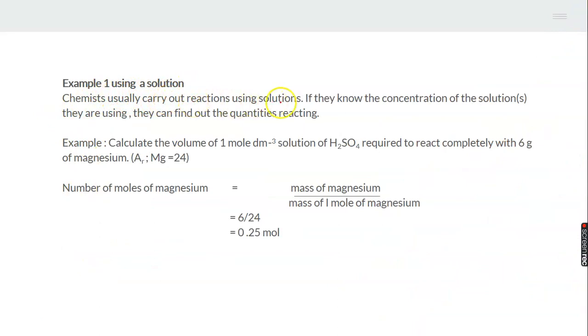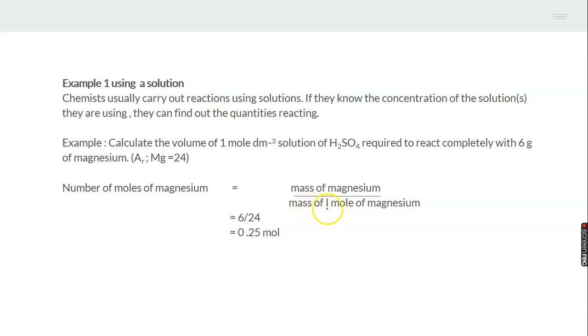Example 1, using a solution. Chemists carry out reactions using solution. If you are using solution, for instance, you have this example here. Calculate the volume of 1 mole per dm cube solution of hydrogen tetraoxosulfate(VI), H2SO4, required to react completely with 6 grams of magnesium. You are not given moles of magnesium, so you have to find the number of moles first. So how can you do that?